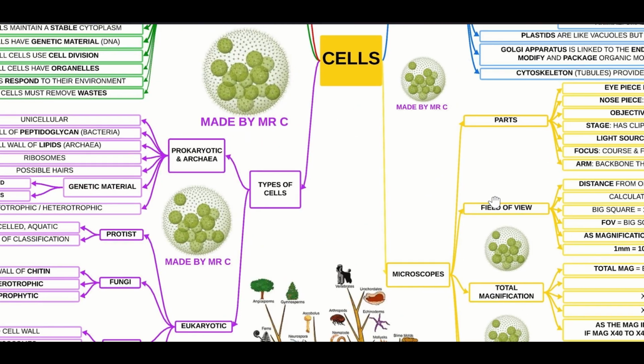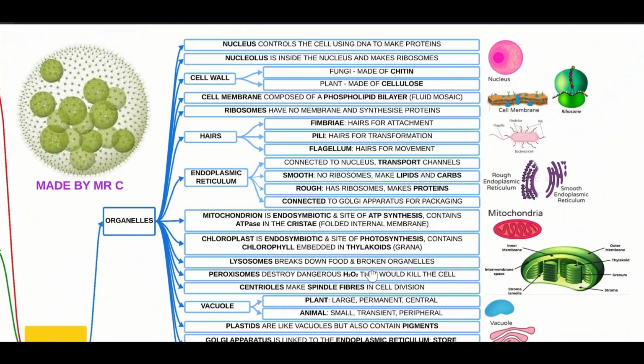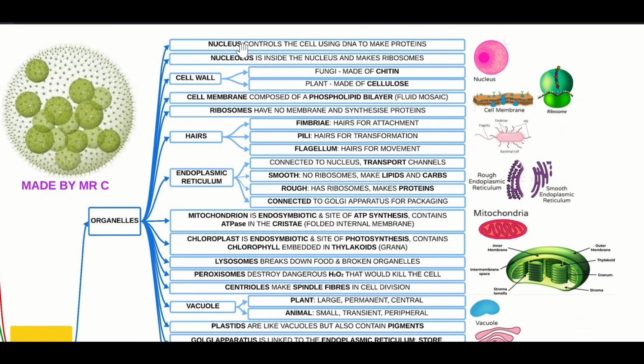Okay, we're getting on to the different types of organelles now. Right, so first of all, we have a nucleus that controls the cell using DNA to make proteins. We call that gene expression. Inside the nucleus, there is the nucleolus that makes rRNA and therefore makes ribosomes.